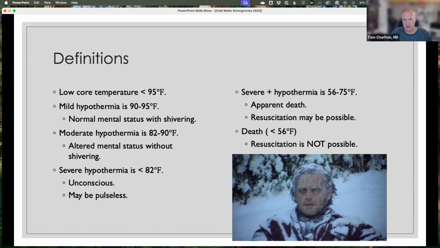At that point, you are so cold that we are not going to be able to resuscitate you. And you have likely had your metabolism shut down for so long to get to a temperature like that, that the tissue is essentially dead at this point. Obviously, if somebody is frozen solid, they're not resuscitatable either.